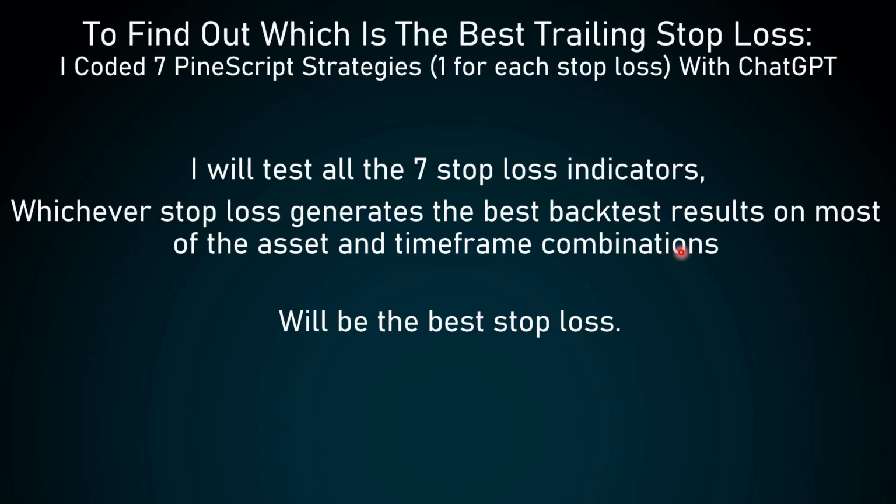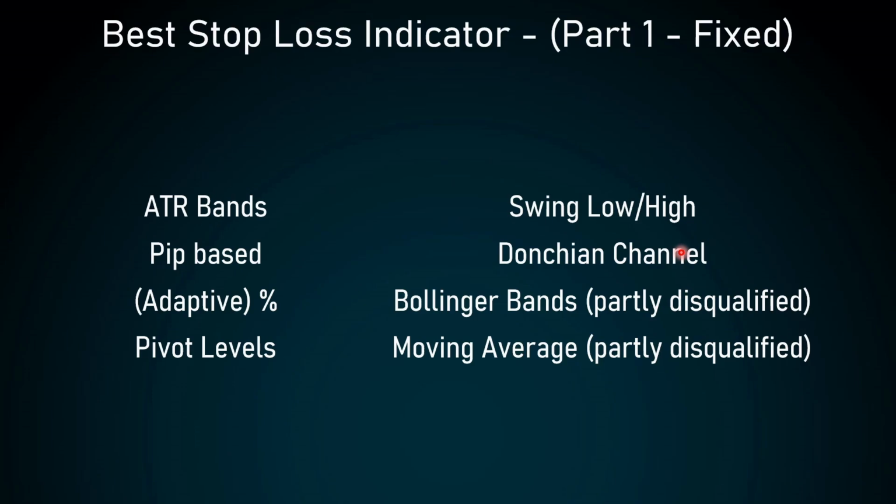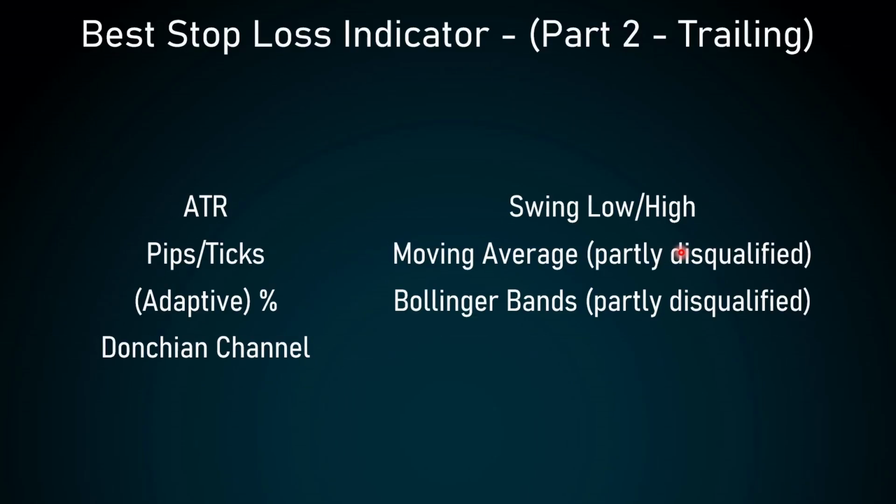For the take profit, we will use a simple ATR multiplier based fixed take profit, and for the stop loss, we will test all of the stop losses I will go over in just a moment. So again, in the first part of this video, I tested these stop losses and they were all fixed stop losses. Now I took these stop loss indicators and tested most of them as trading stop losses.